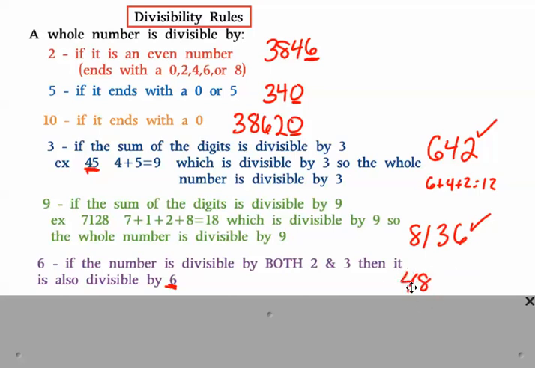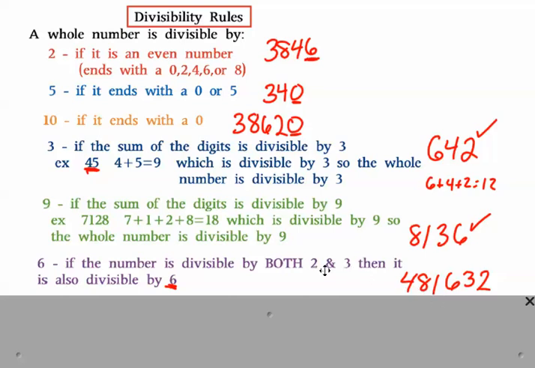Let's just look at that, 48. Oh, let's add some more to it. Let's make it a little bit bigger. All right, let's look at this one. All right, so that's a really big one. Let's add them all up.